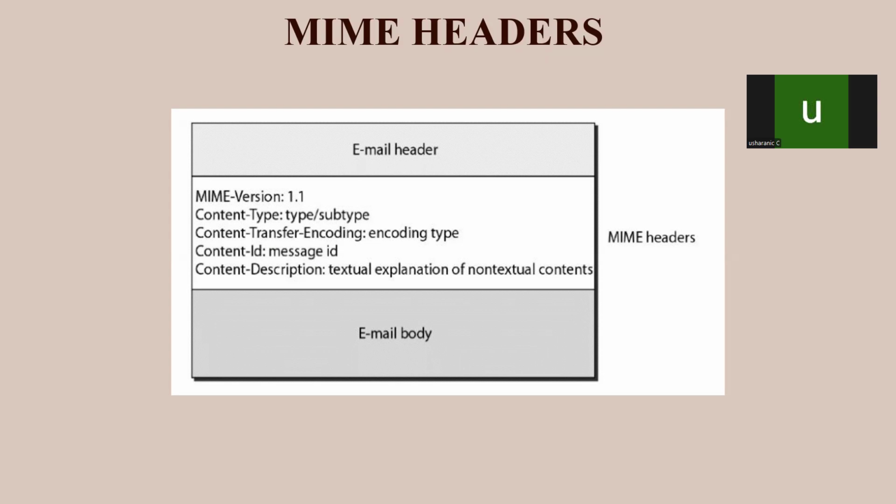And the second header is Content-Transfer-Encoding. It defines the method used for encoding the message, like 7-bit encoding or 8-bit encoding, etc. The next header is Content-ID. It is used to uniquely identify the message. And Content-Description defines whether the body is actually an image, video, or audio.